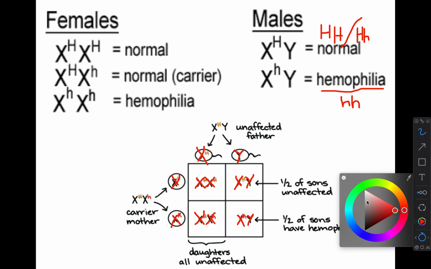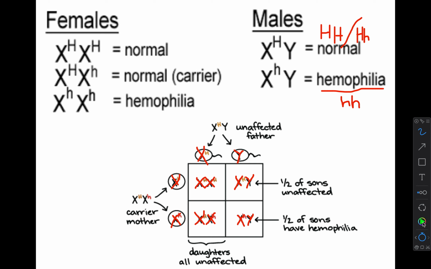Okay. After you fill in the X's and the Y's, then you fill in the H's, or the trait. That's why it's a little bit more complicated. So the father is unaffected, which means he's normal and he has an H. Now hemophilia is X-linked.